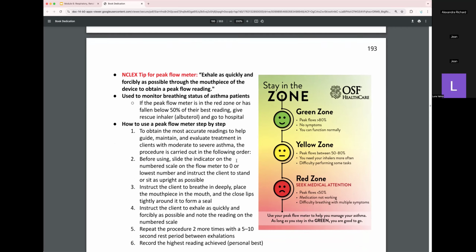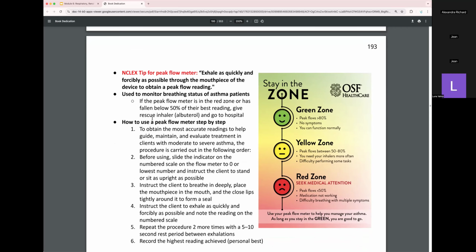Okay? So I put the step-by-step instructions of how to educate your patient on how to use the peak flow meter, but please for NCLEX memorize where it says in red here, NCLEX tip for peak flow meter: you exhale as quickly and forcibly as possible through the mouthpiece of the device, and you're going to get the peak flow reading. And if it's green, it's okay. If it's yellow, give them their rescue inhaler and they need to be using it more often. And then if it's red, they need to seek medical attention.